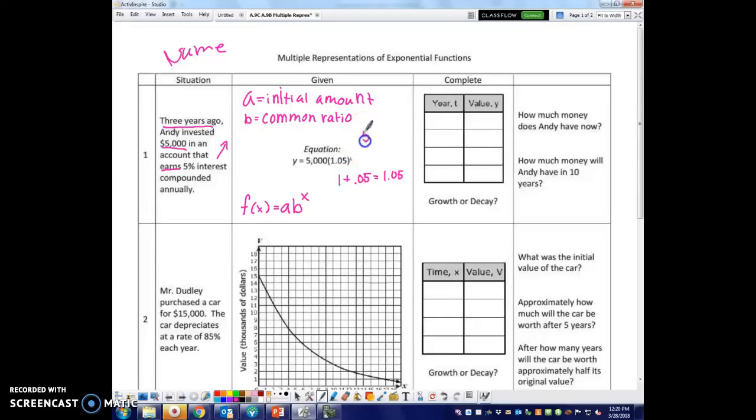Remember, just a refresher, if we have 5%, what you do is you move the decimal point over twice, 0.05. That's how you change it to a decimal. All right, so then we're going to fill in the chart. We're going to fill it in with 0, 1, 2, and 3.